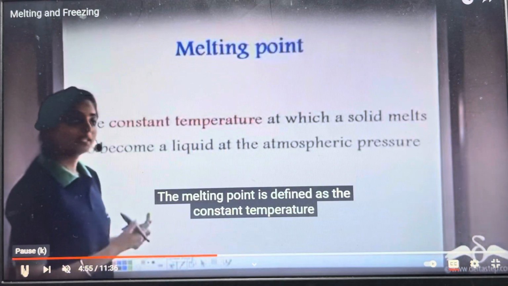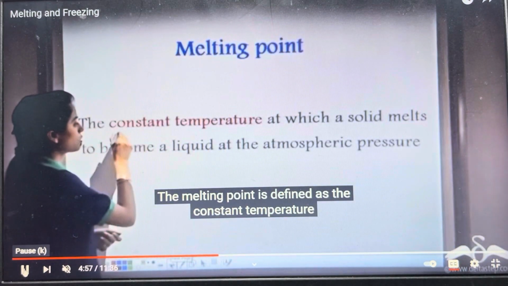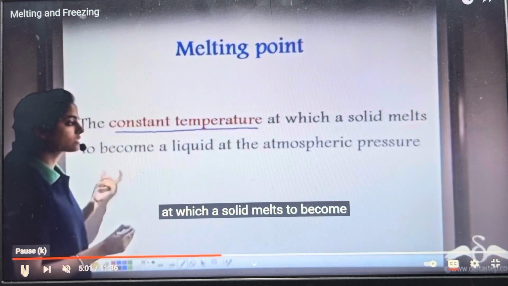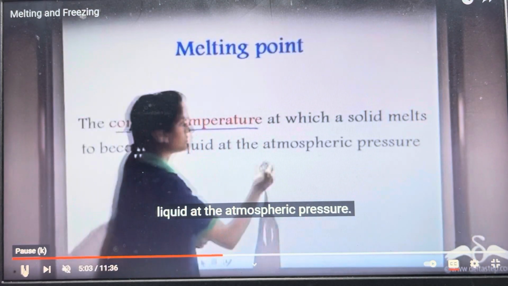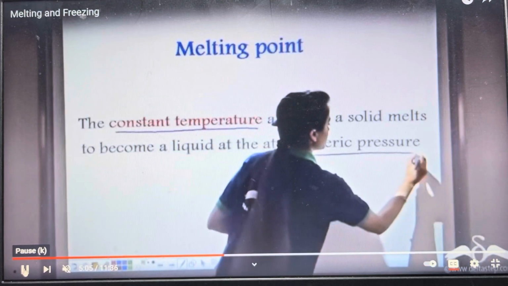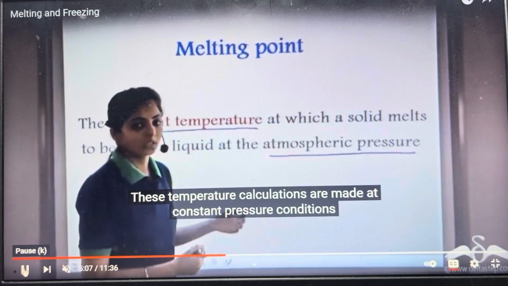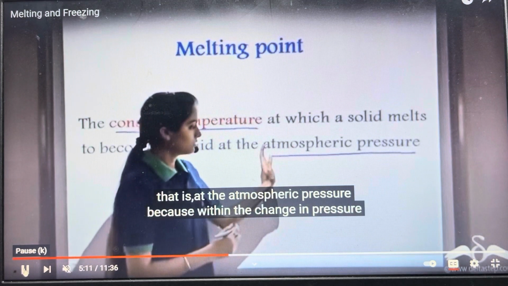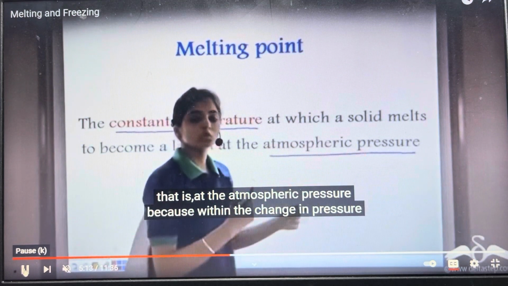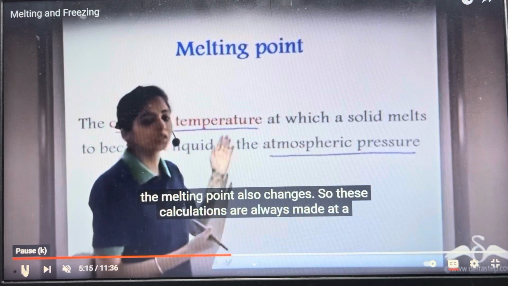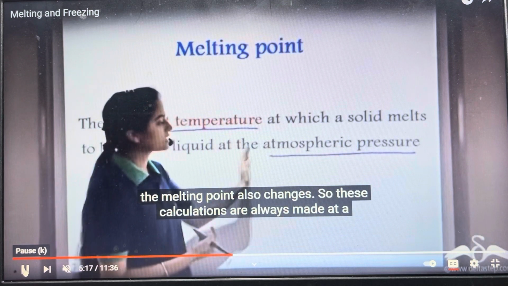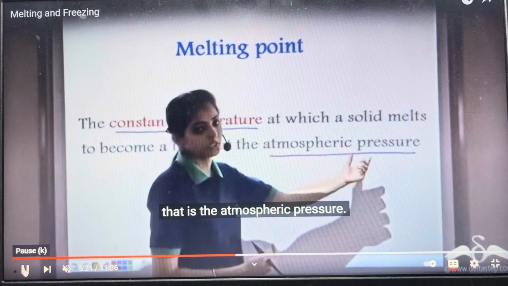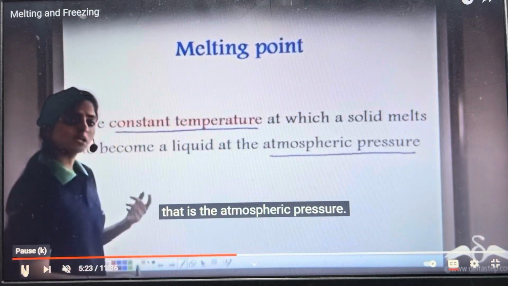The melting point is defined as the constant temperature at which a solid melts to become a liquid at the atmospheric pressure. These temperature calculations are made at constant pressure, that is, at the atmospheric pressure, because with a change in pressure, the melting point also changes. So these calculations are always made at a constant pressure, that is, the atmospheric pressure.